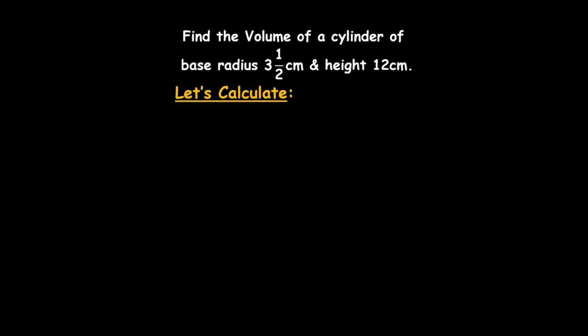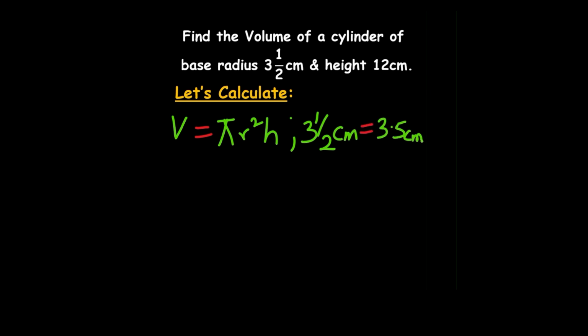Let's find the volume of a cylinder with a base radius of 3.5 centimeters and a height of 12 centimeters. We use the formula volume of a cylinder, V equals pi r squared h. First, convert 3.5 to decimal. That's 3.5 centimeters. Also, let's use pi equals 22/7.